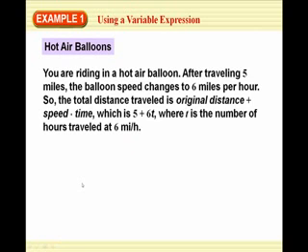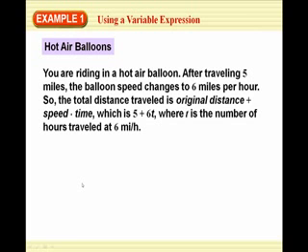Example 1, using a variable expression. It says you are riding in a hot air balloon. After traveling 5 miles, the balloon speed changes to 6 miles per hour. So the total distance traveled is the original distance plus the speed times the time, which is 5 plus 6t. So you had 5 miles, your original distance, and the balloon speed changes to 6 miles per hour, where t is the number of hours traveled at 6 miles per hour.